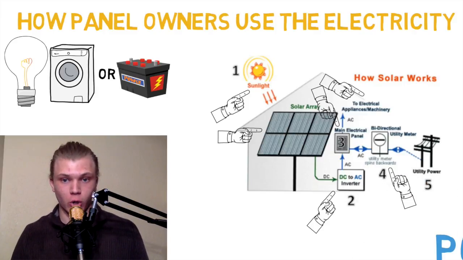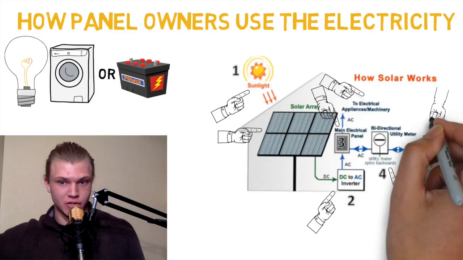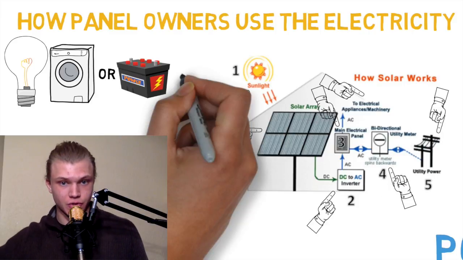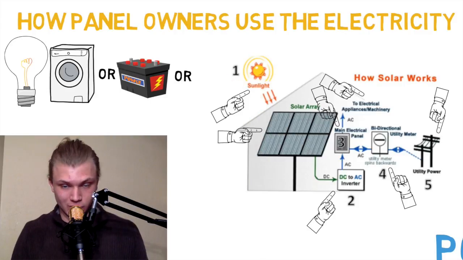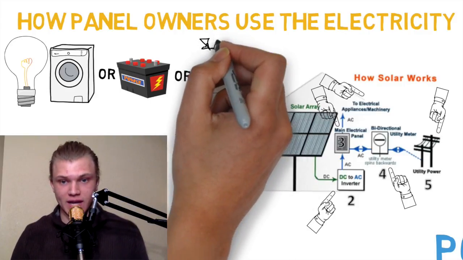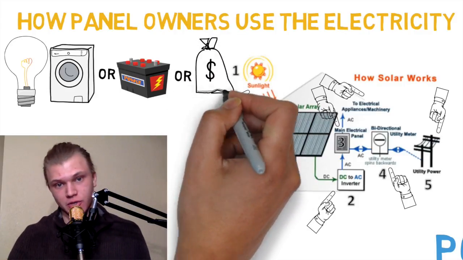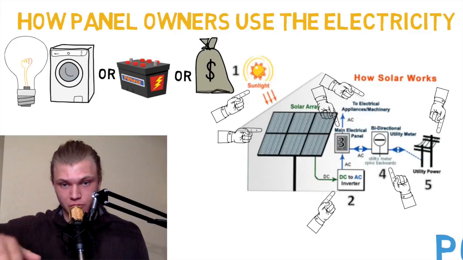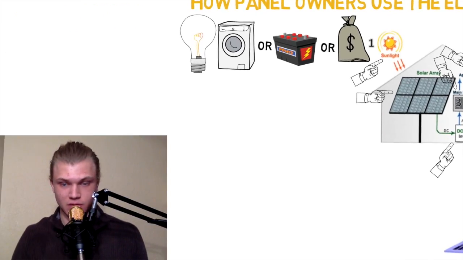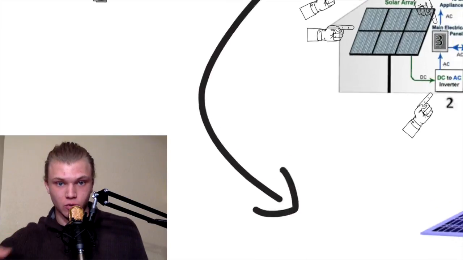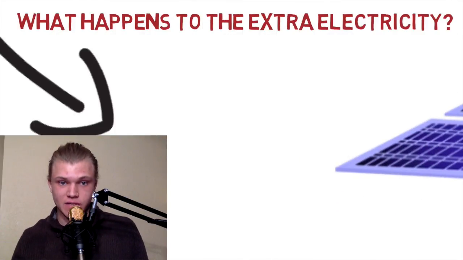If you're not using it for your home or saving it for the night, the next thing is it gets diverted to the meter, where it gets transferred to the grid so the utility can bring it somewhere else to be used. In that case, you actually get paid for that electricity, since your utility is buying it from you so they can use it for someone else's electricity. So we're going to be diving into what happens to the extra electricity, and that is selling it to the utility.